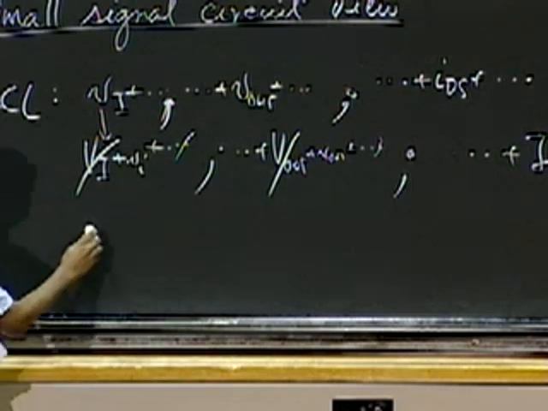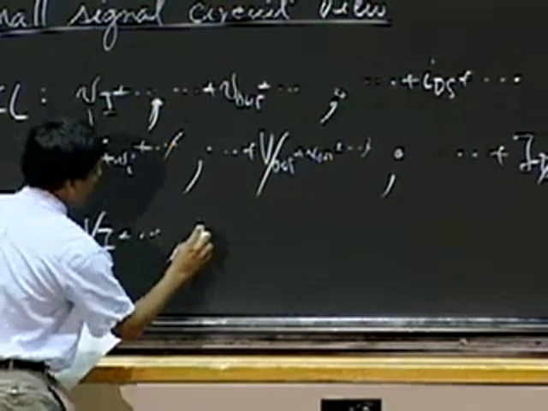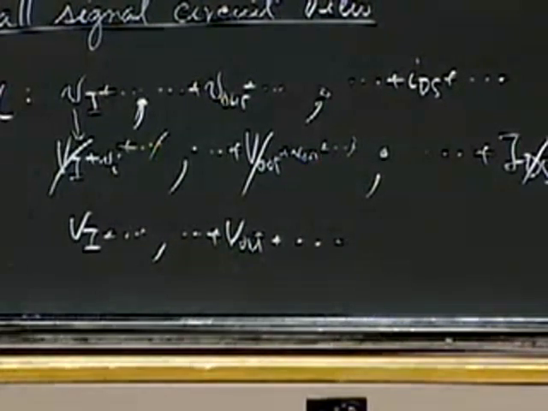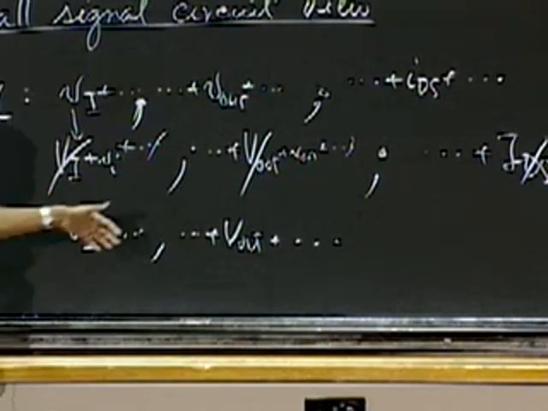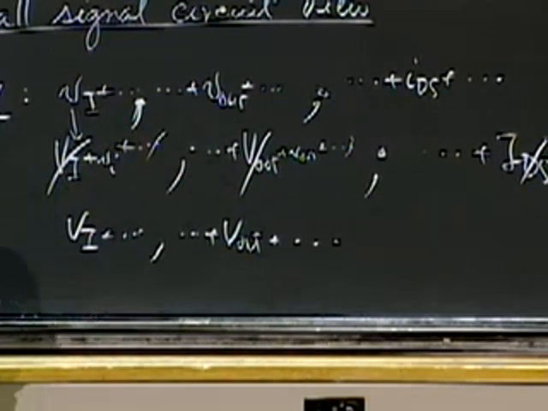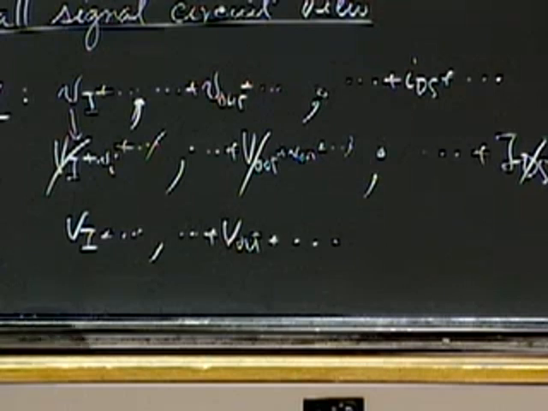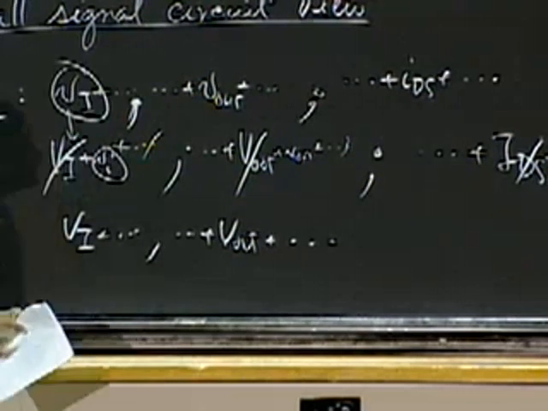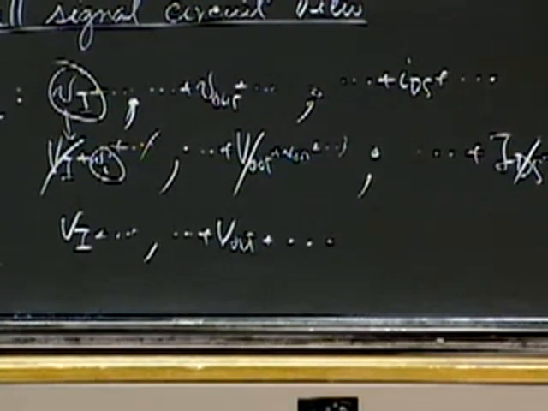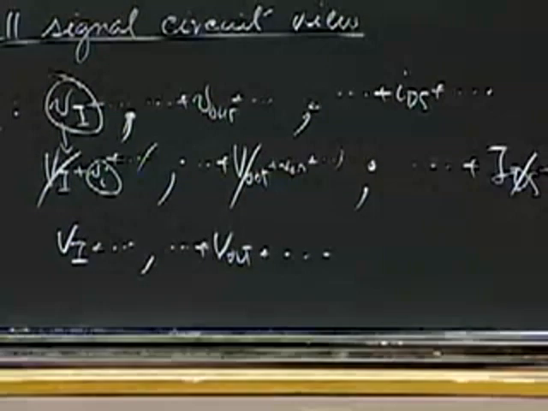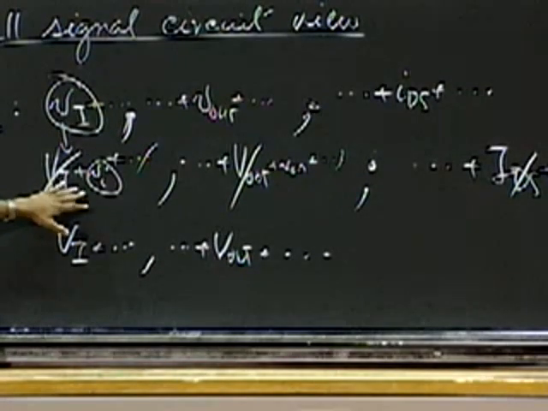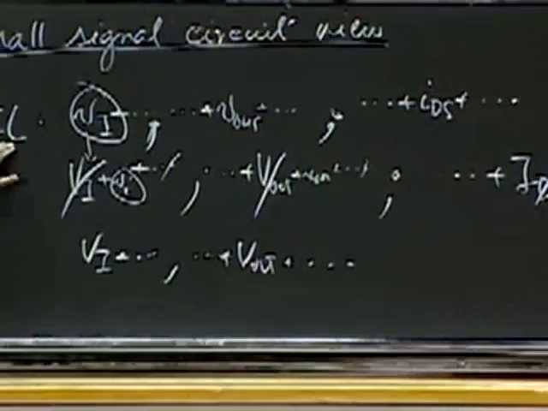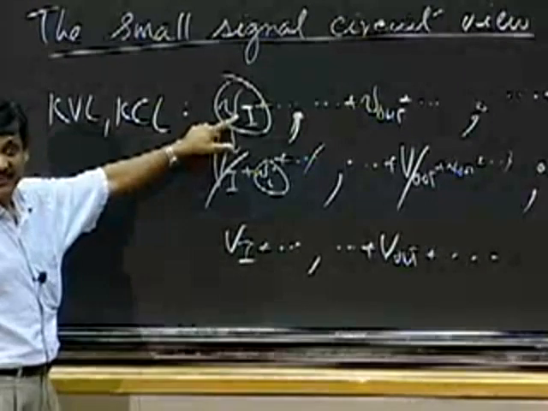In other words, I could have written VI plus V out, and so on. Since they're satisfied, I just strike out the large signal variables from both sides of each of these equations. So what's left is the same KVL, KCL equations, but with small variables in place of the big variables. What this informal proof should tell you is that the small signal variables should then satisfy the same form of the KVL, KCL equations that the total variables satisfied.